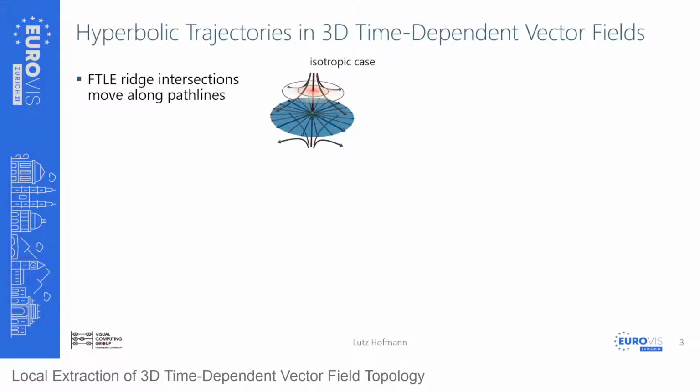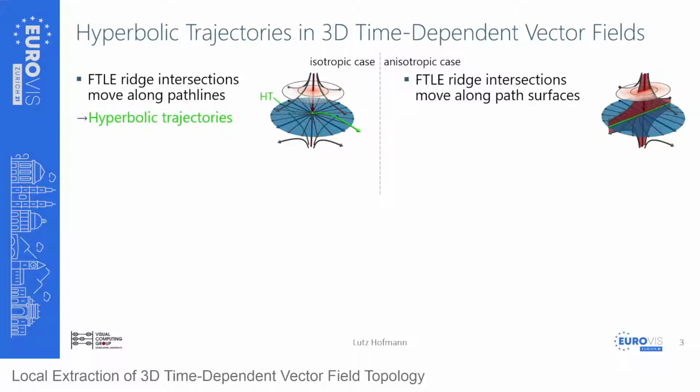In 3D time-dependent vector fields, the FTLE fields now depend on initial time. This means that FTLE ridge intersections move along path lines, which we call hyperbolic trajectories. In the anisotropic case, such FTLE ridge intersections are lines that move along path surfaces, and we call these hyperbolic path surfaces. These are the generating structures of 3D time-dependent vector field topology. And obtaining them is the main challenge.